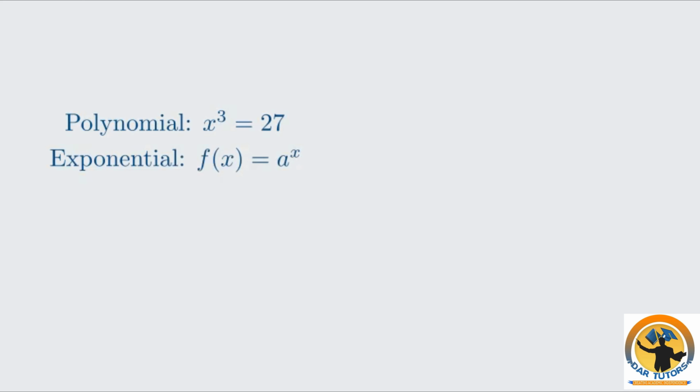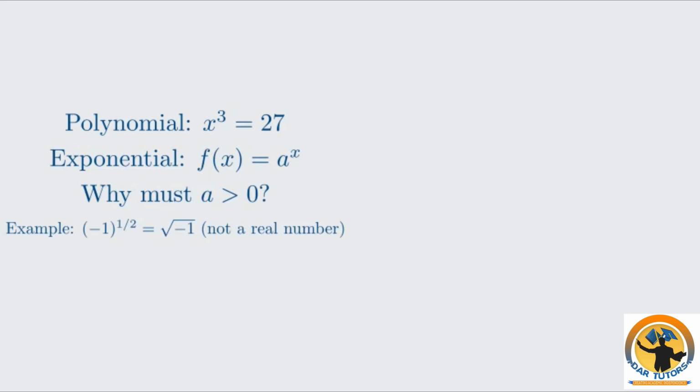Let's begin by understanding what makes an exponential function unique. You're likely familiar with polynomial functions, where the variable is in the base, like x cubed equals 27. In an exponential function, the variable, or unknown, appears in the exponent. The general form is f of x equals a to the power of x. Here, a is called the base, and it must be a positive number. Why? Because if a were negative, certain exponents would be undefined in the real number system.